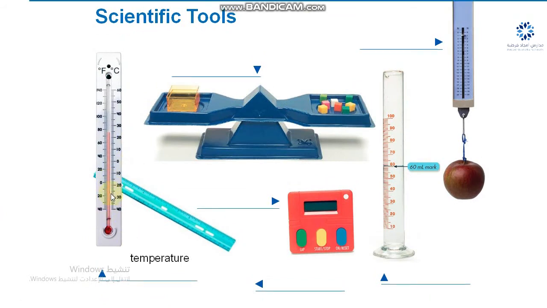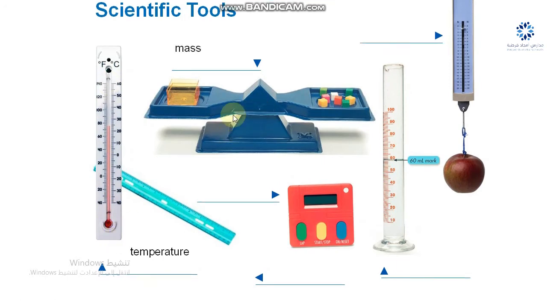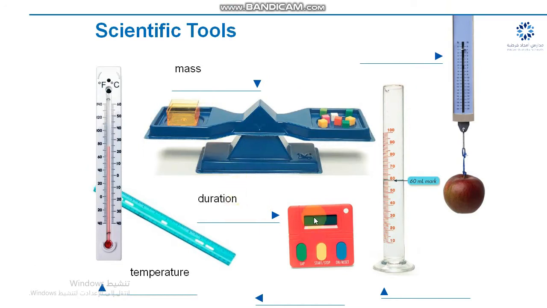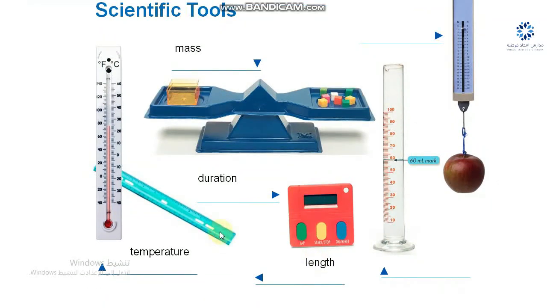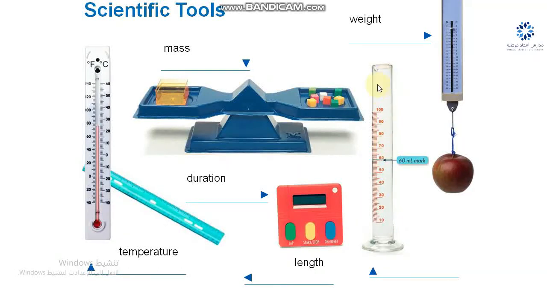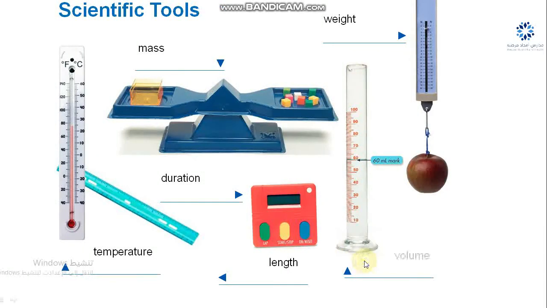Number one is used for temperature. Number two, the scale, or the balance, is used for measuring mass. Number three is used for duration. Number four is used for measuring length. Number five is used for measuring weight. Number six is for measuring volume.